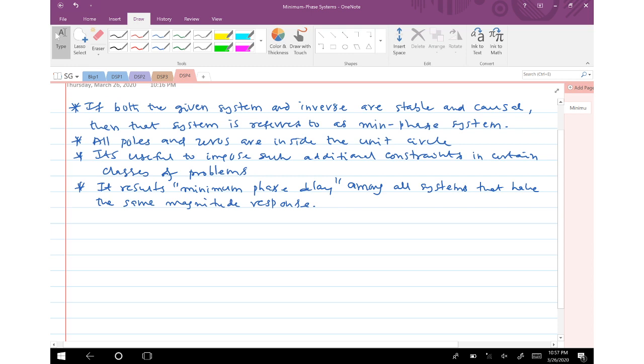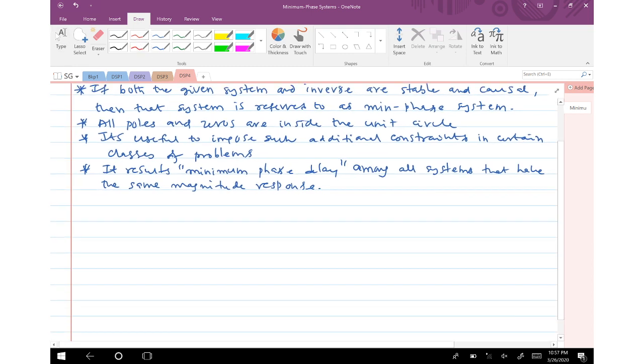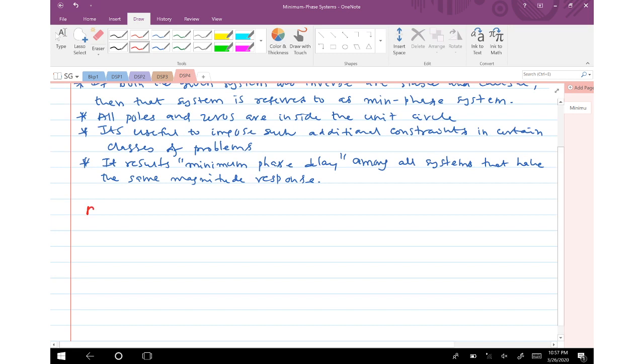Now what we will do is look at rational systems versus minimum phase systems. We will look into some of those properties now.